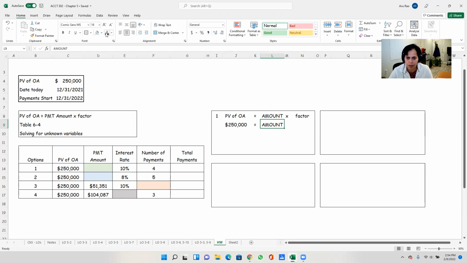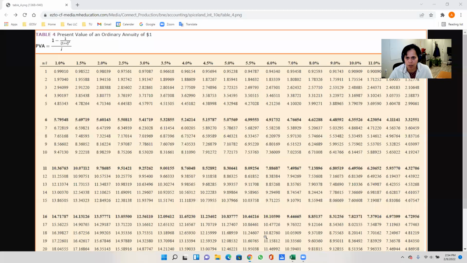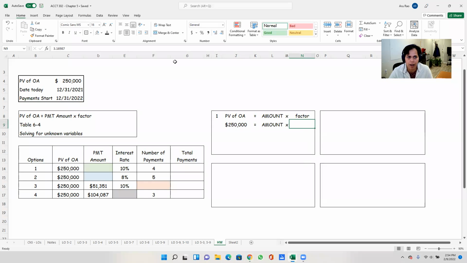I don't know the amount. What I can find out is the factor. The factor is 4 periods, 10%. So I jump over to the table and I look for 4 periods, 10%, and the factor is 3.16987. So write that down or copy and paste it and come back over here. And that's the factor we have, 3.16987.